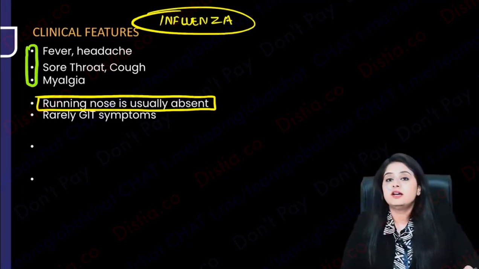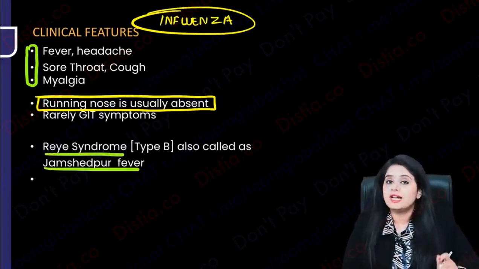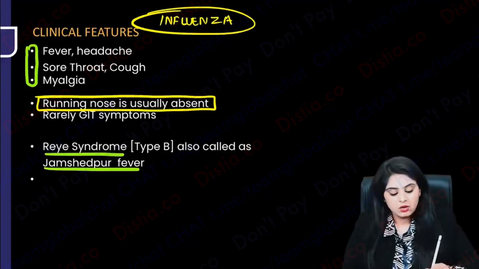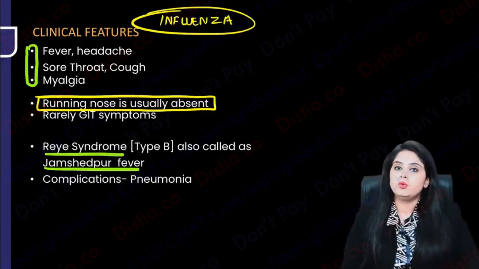Okay, what else? There are kids who are known to have Reye's syndrome. What is Reye's syndrome? Reye's syndrome is nothing but Jamshedpur fever. So that has been reported in kids as well. Along with that, in complications, because it's an influenza, we also know pneumonia is known to occur.